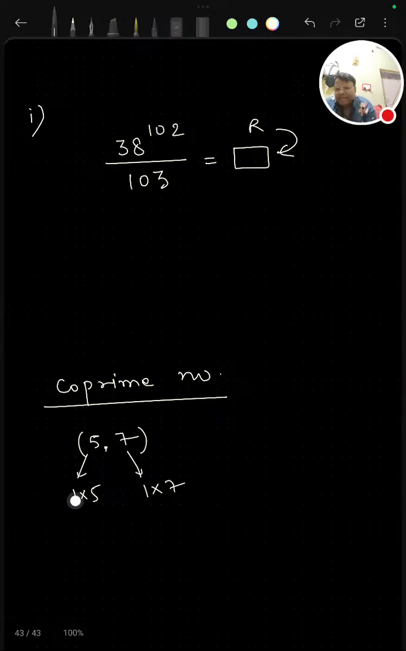Okay, you can see that 1 is the only common number in both the factors. 1 is the only common number in both the factors, so it is a coprime number.